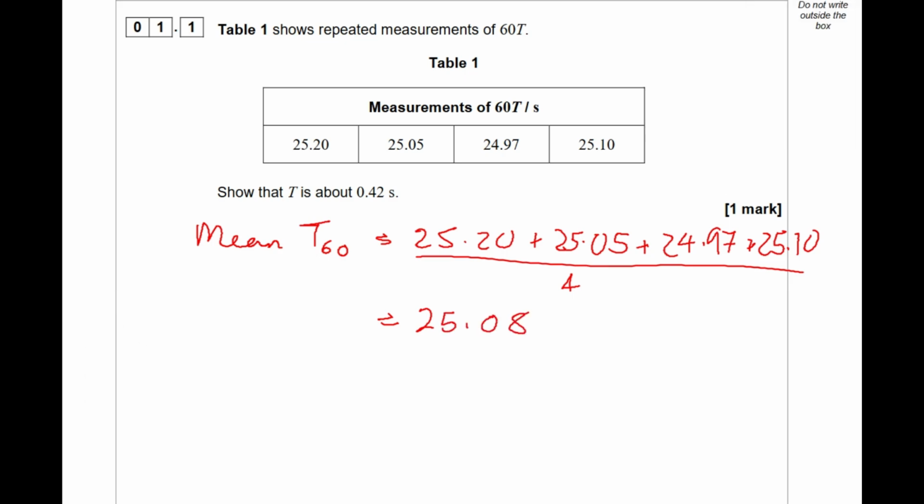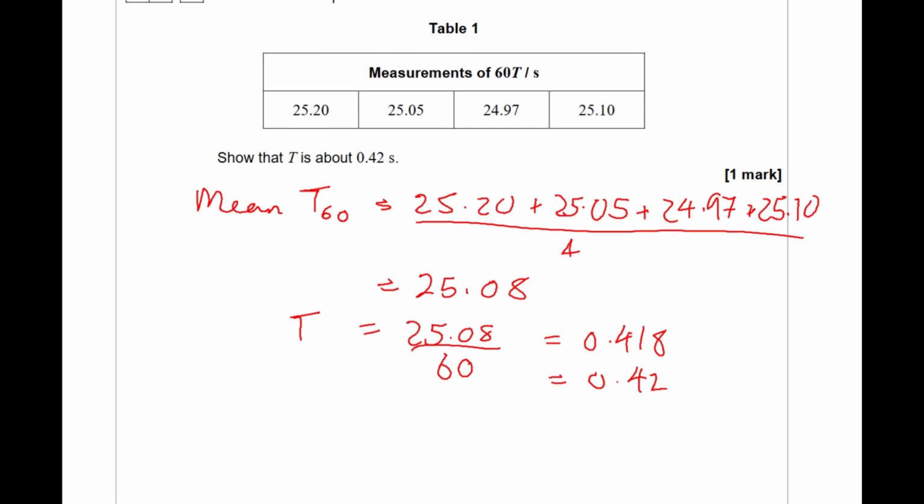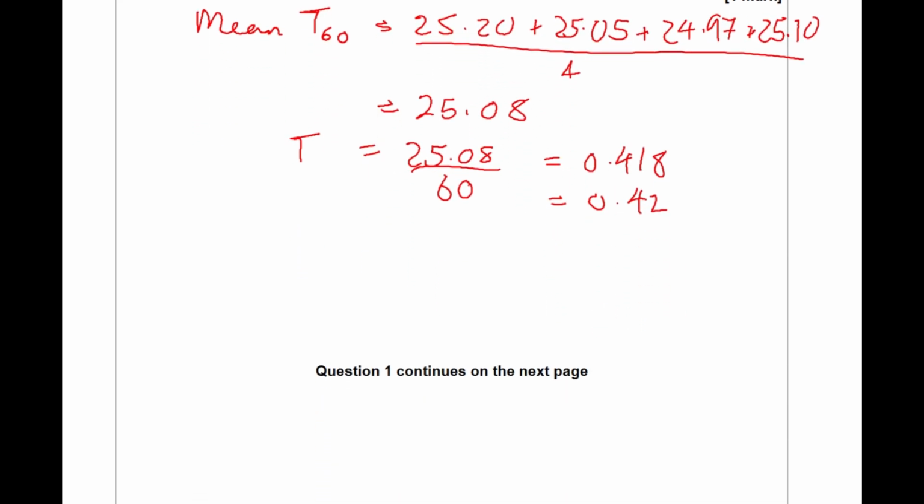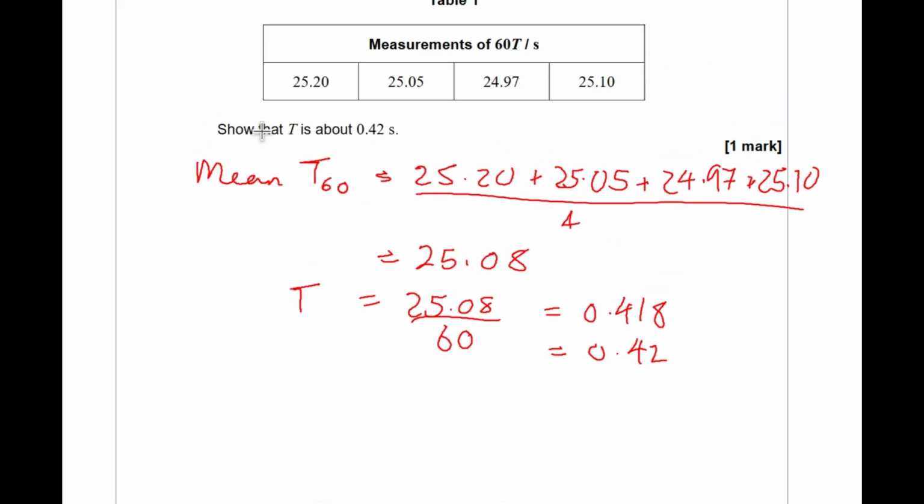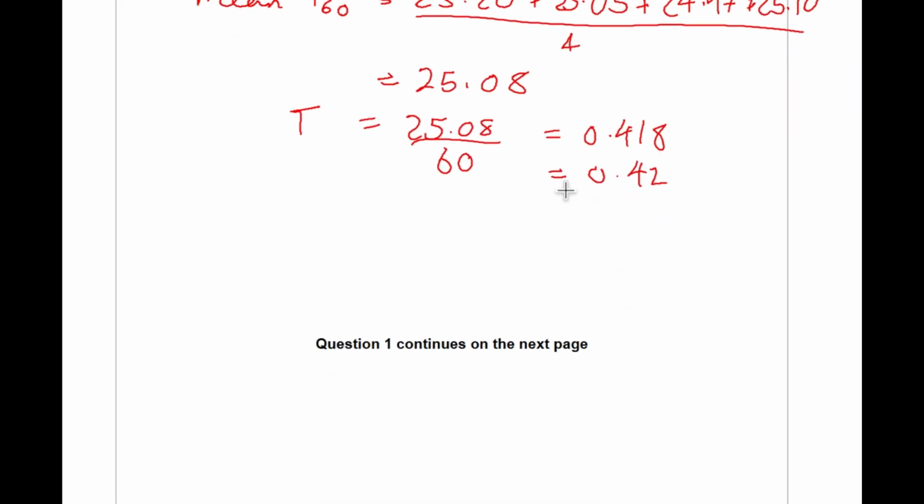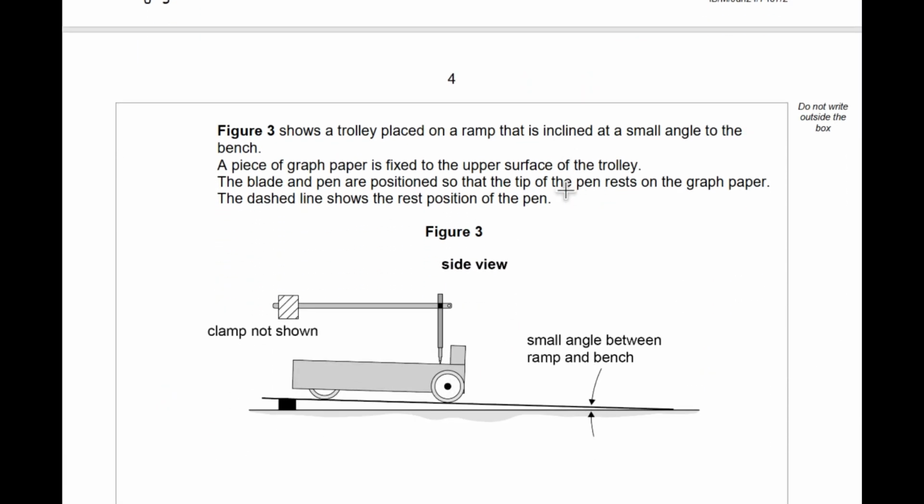Okay, so how do you work out t? You simply do 25.08 over 60 oscillations. So divide by 60. That gives me 0.418, which is 0.42, the same decimal places as those. So that's nice and easy. It's only one mark, but if you don't show it, I don't know if they're going to give it to you. But be thorough.